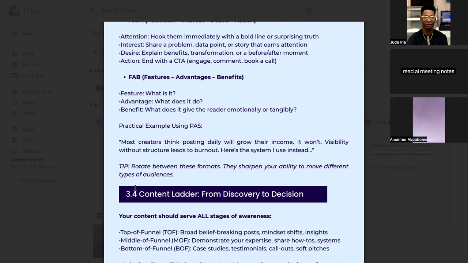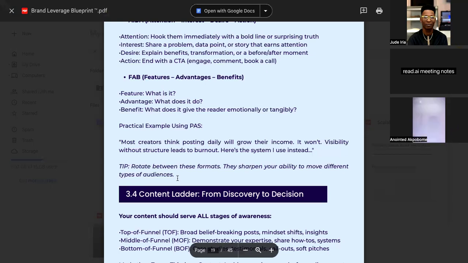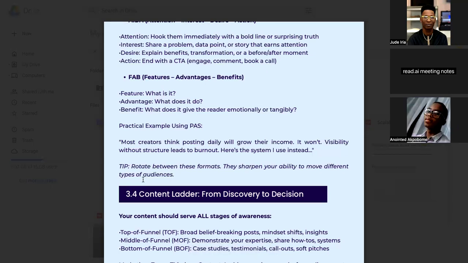When you make them understand the problem first, you agitate the problem, you deepen it to make them really see: you are facing this problem, and this is where it is going to lead you if you don't treat it. Then rotate between these formats, shaping your ability to move different types of audience. You get the point now. So I hope you really understand that.